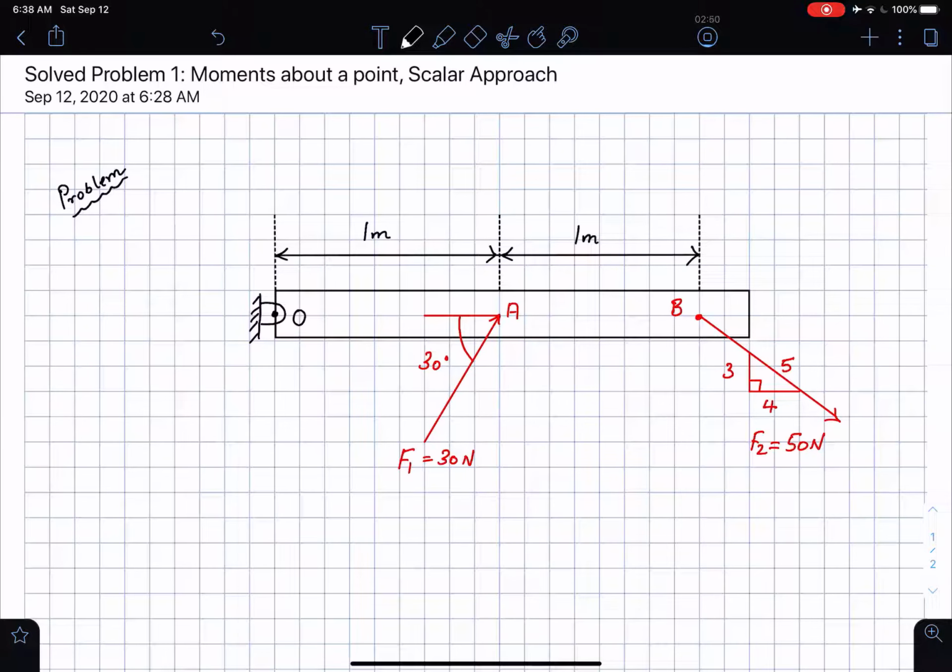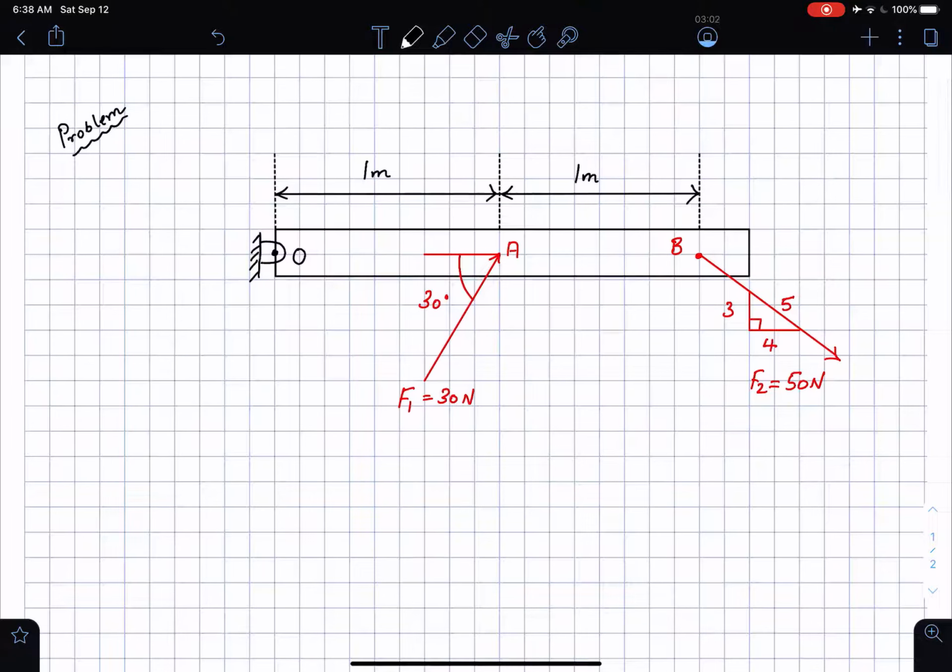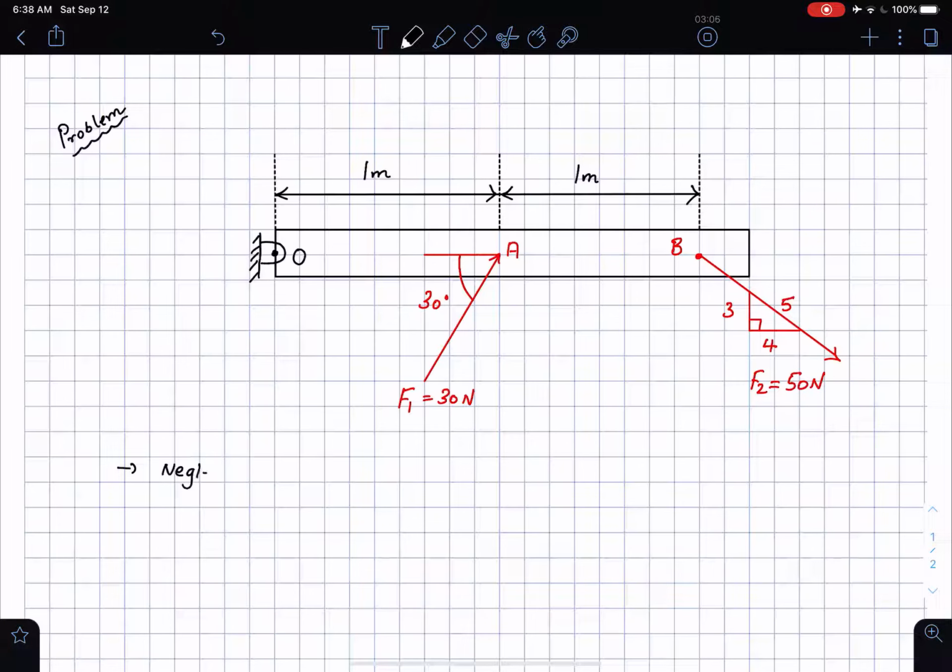Okay, the beam does not have any thickness that is given to us, so its length is much longer than its thickness, so we're not too worried about the thickness of the beam. Okay, we can neglect the thickness of the beam. Okay, so we neglect the thickness of the beam.